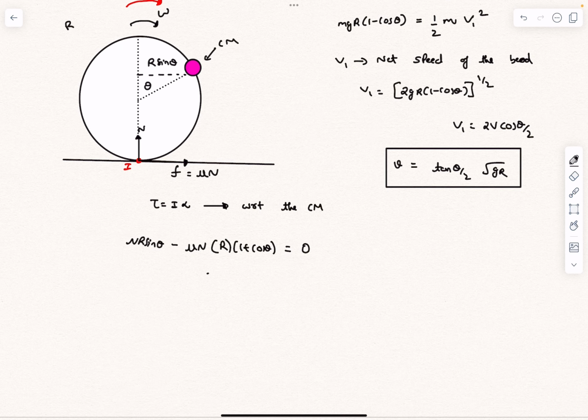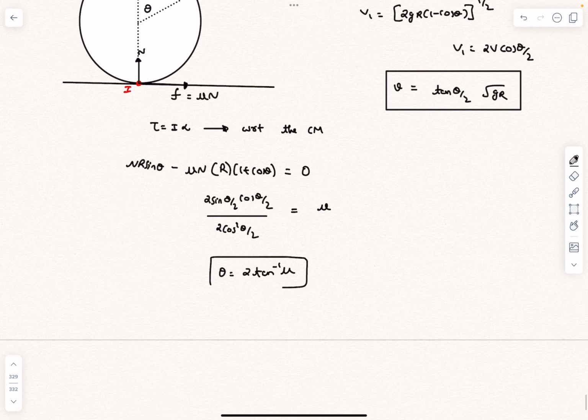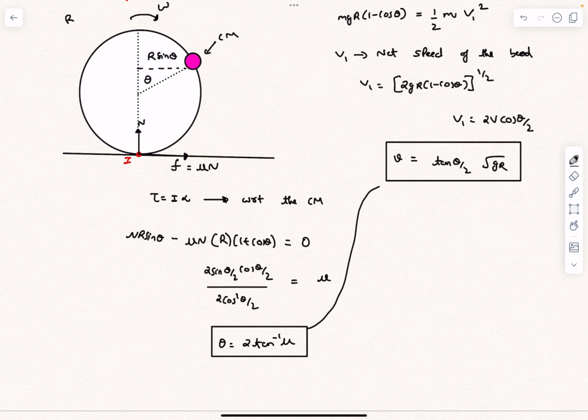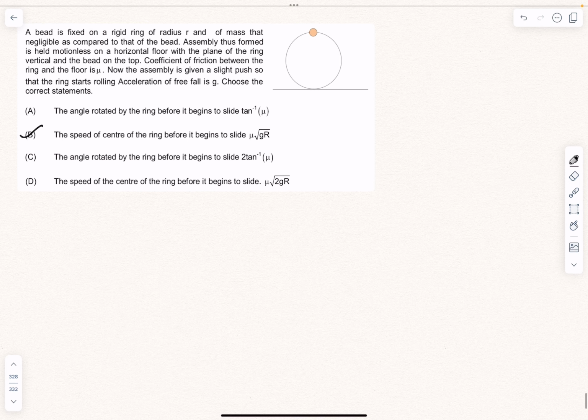So now sine theta, I can write it as 2 sine theta by 2 cos theta by 2. 1 plus cos theta, I can write it as 2 cos square theta by 2, and this would be equal to mu. And from here, we'll get the limiting value of theta when friction becomes limiting as 2 tan inverse of mu. And at this particular theta, the value of the speed of the center of the ring, we can find by substituting it over here. And this comes out to be mu root gr. So the answer to this problem is B and C. Okay, so now let's move on to the next problem.